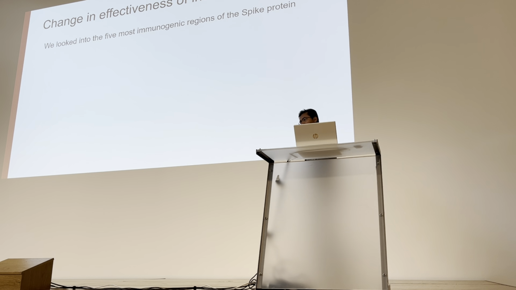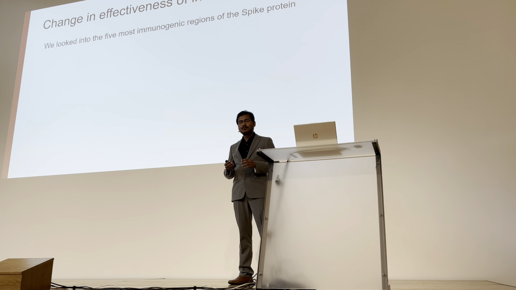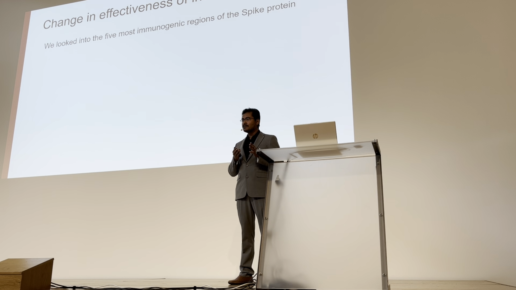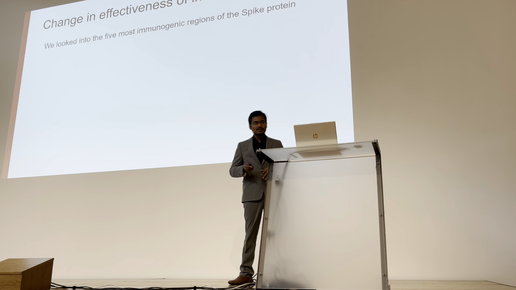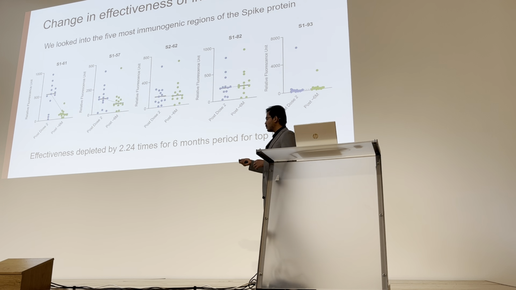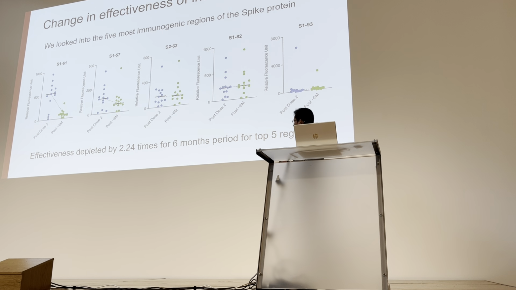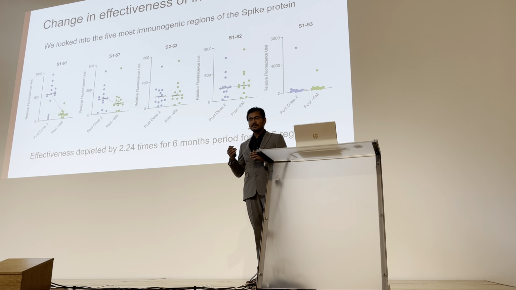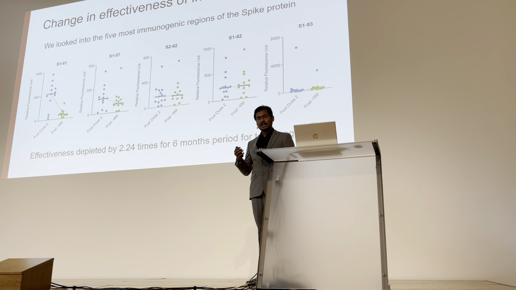Because we have these longitudinal samples, we wanted to check how the antibody level changes over time. Does it increase, decrease? How does it change? So we looked into the top 5 immunogenic regions of the spike protein. We plotted the top 5 regions for the inactivated vaccine, for dose 2, and then post 6 months, what is the level. We checked the average of the top 5 regions, and we found that there is a 2.24 times depletion in antibody level over time.